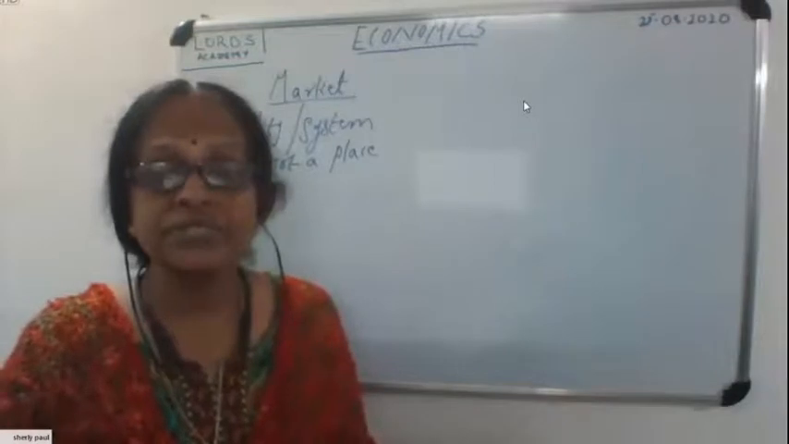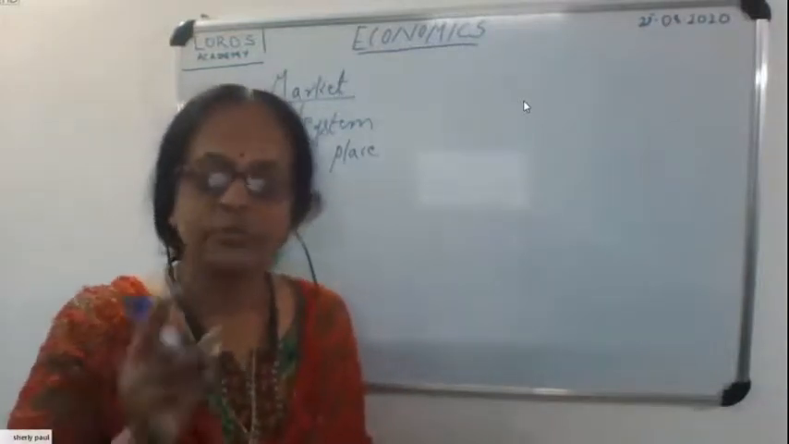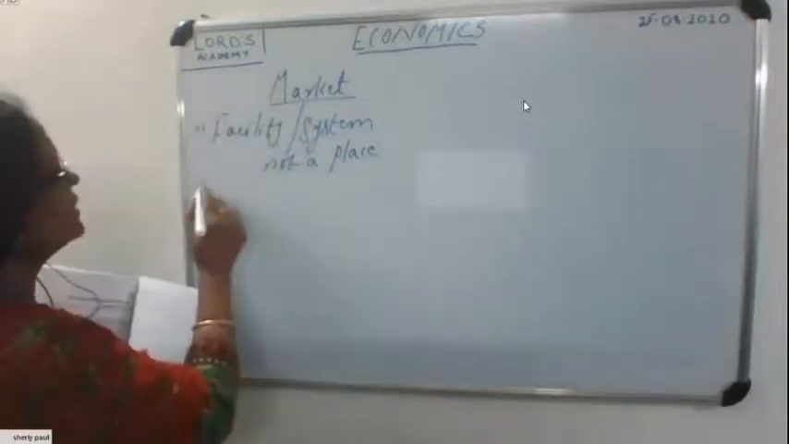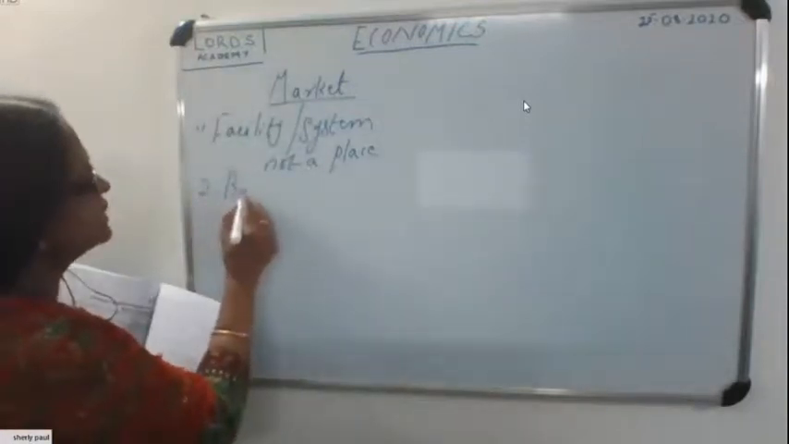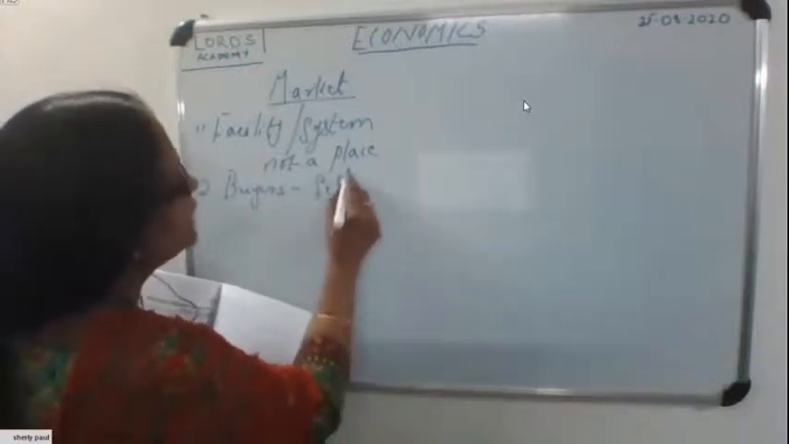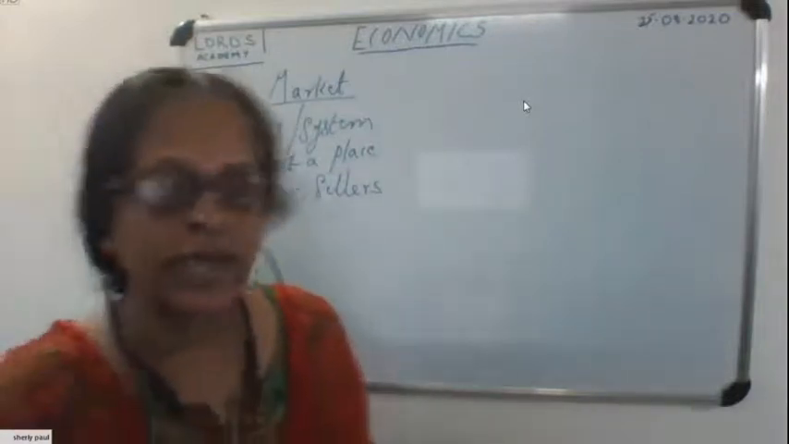Then, presence of buyers and sellers. In a market, buyers also should be there, sellers also should be there. Then the second one is buyers and sellers. Presence of buyers and sellers should be there. Clear? This is the second characteristic.